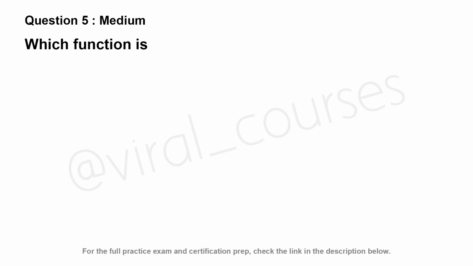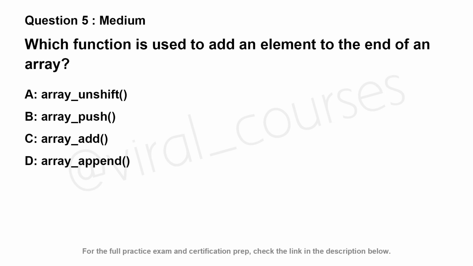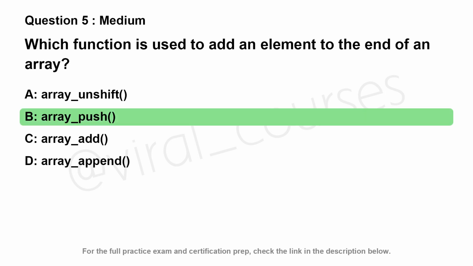Which function is used to add an element to the end of an array? Option A, array_unshift. Option B, array_push. Option C, array_add. Option D, array_append. The correct answer is B.